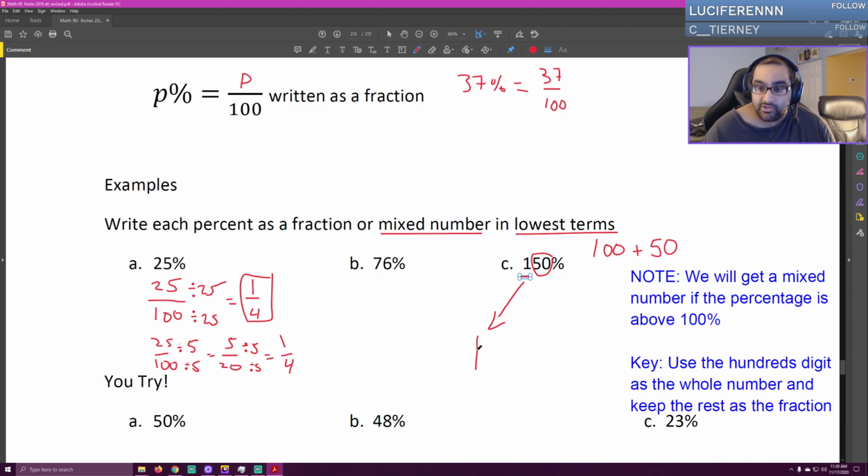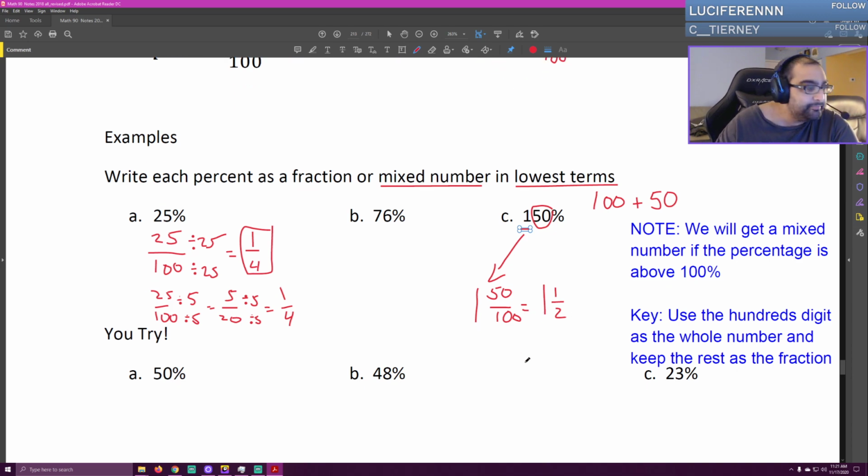The 100% can be represented as 1, and the 50% can be represented as 50 over 100. Then we can reduce that fraction down appropriately, which in this case is pretty simple. That's going to be 1 and a half. 50 over 100, you can divide by 50 and you'll get a half. So that's how we find that answer: separating out the hundreds digit and then taking the rest as our actual reduction part.